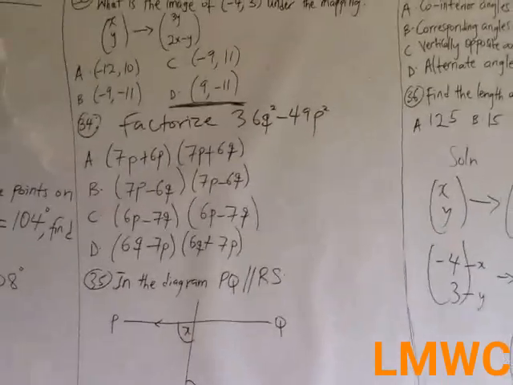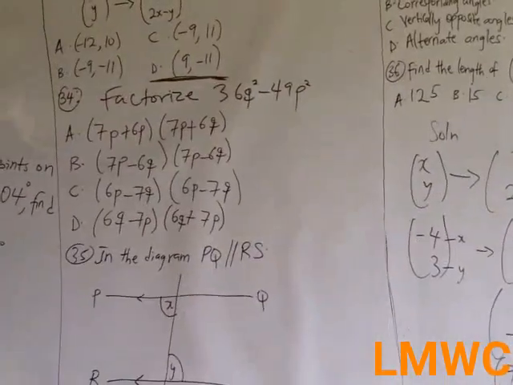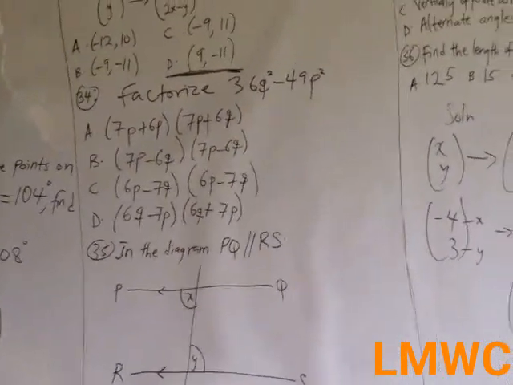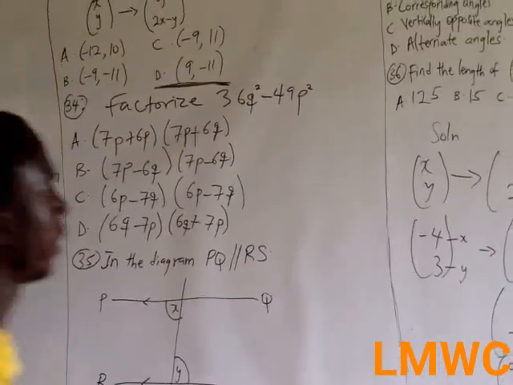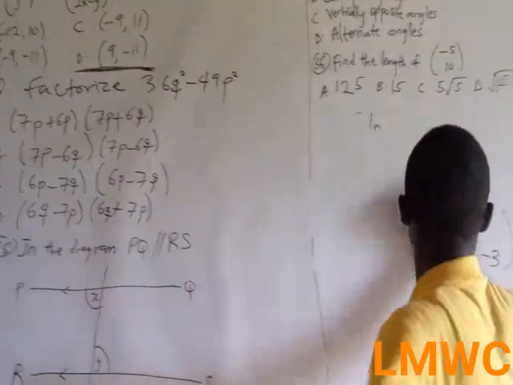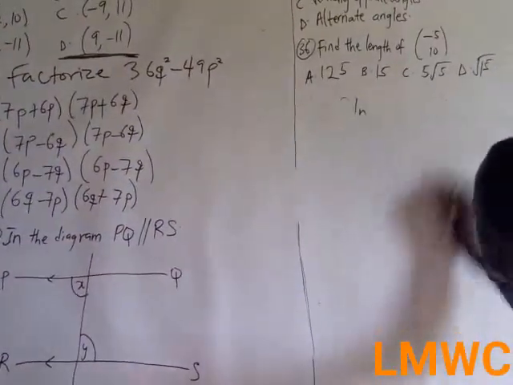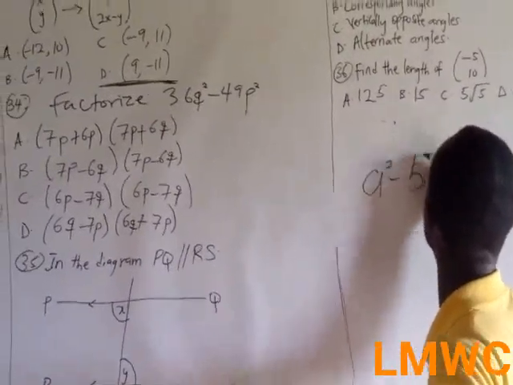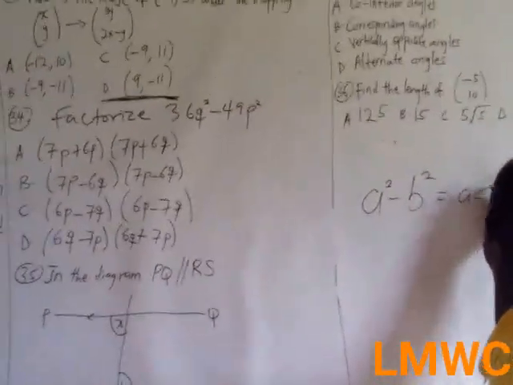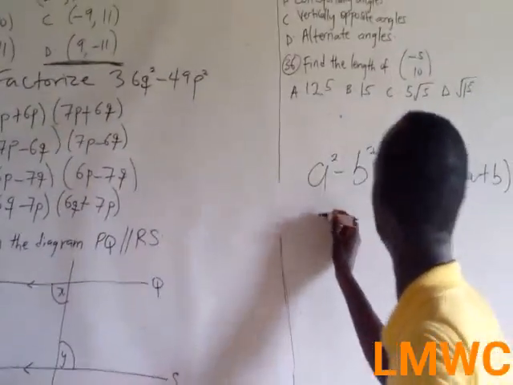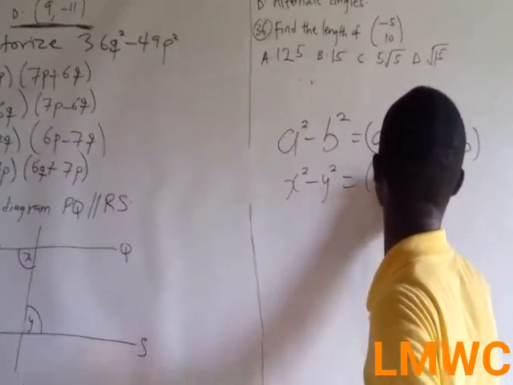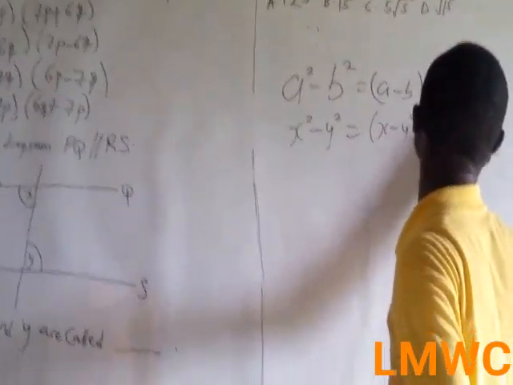34. Factorize 36k squared minus 49p squared. This is under algebraic expression, and here we will apply difference of two squares. For difference of two squares, a squared minus b squared is the same as a minus b, a plus b. If I give you x squared minus y squared, it is the same as x minus y, x plus y.